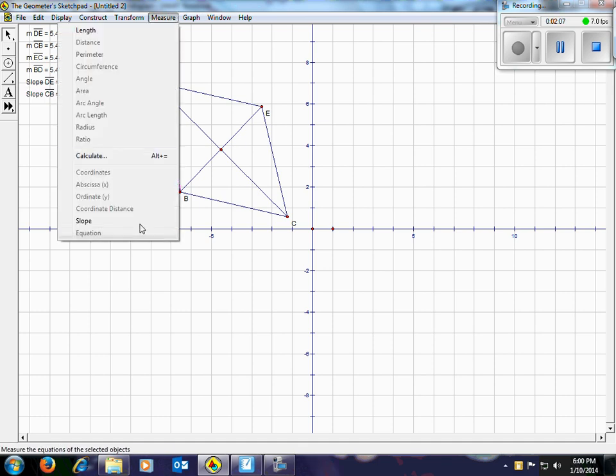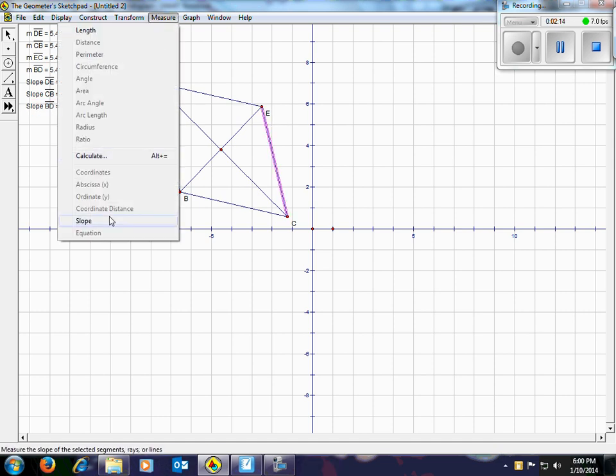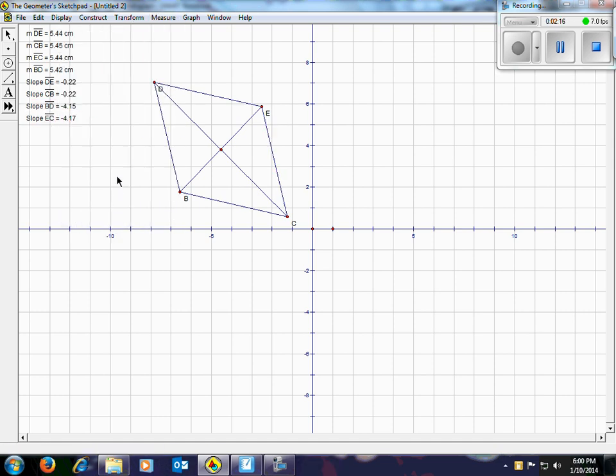DB has a negative 4.15, and EC should also be negative 4.15, which again, human error. I'm really sorry, I couldn't get it exact. But this proves that if I have two diagonal lines that bisect each other perfectly, then all of these lines should have the characteristics of a parallelogram.